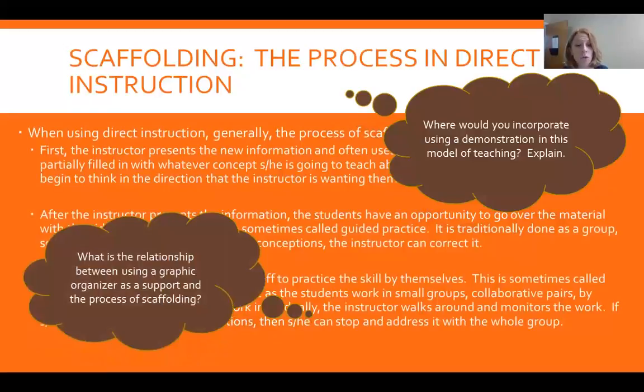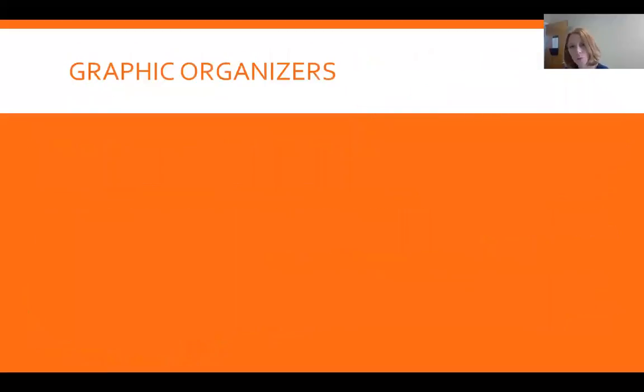Okay, good. So you would use a graphic organizer as a support in the initial teaching, probably as well as in that guided practice where the teacher was referring back to the graphic organizer as an aid for the students to use. So what are graphic organizers? Really, they're just ways for the students to put their ideas on paper or to bring a group of ideas together so it makes sense in a way that students can understand it.